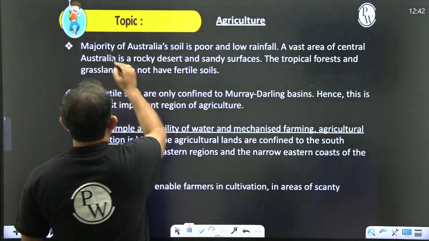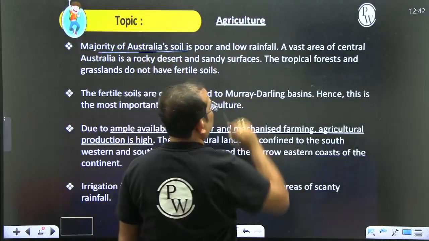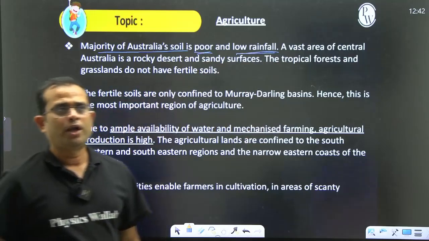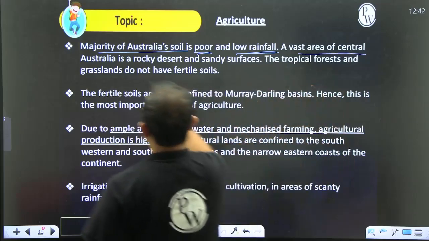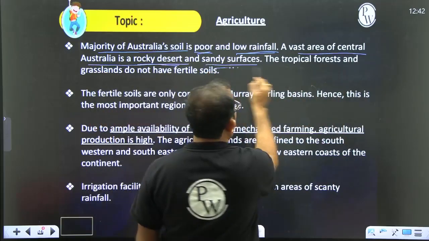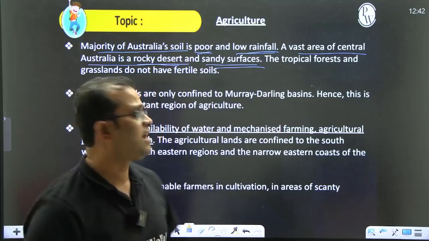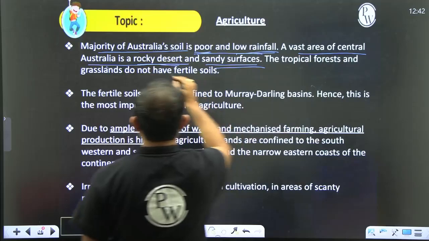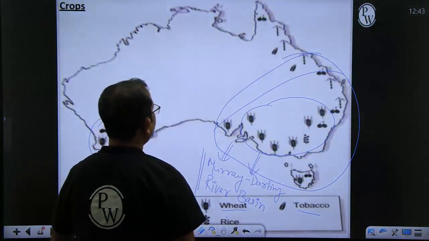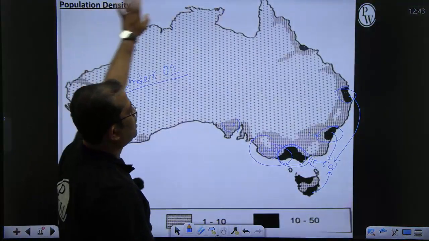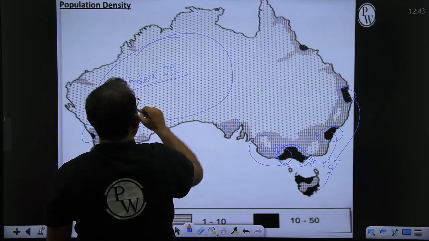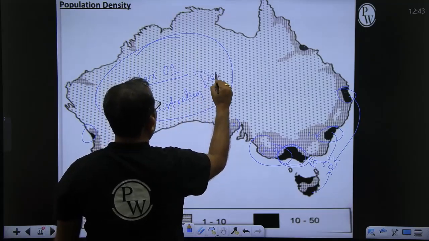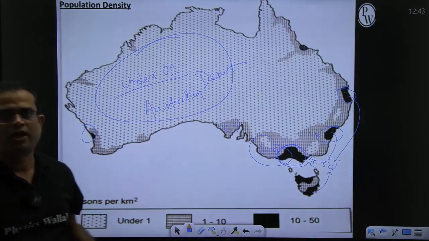If we go for agriculture, the majority of Australia's soil is poor and has low rainfall. A vast area of central Australia is rocky desert and sandy surface. That is why the soil is poor. You can see here, this is completely barren. This complete area is the Australian desert.